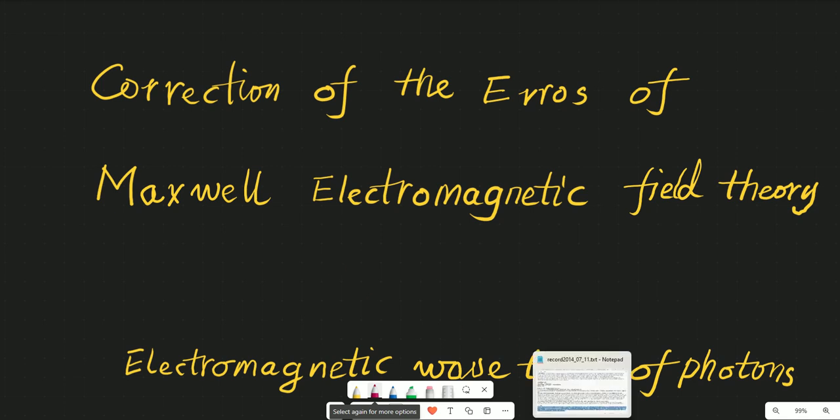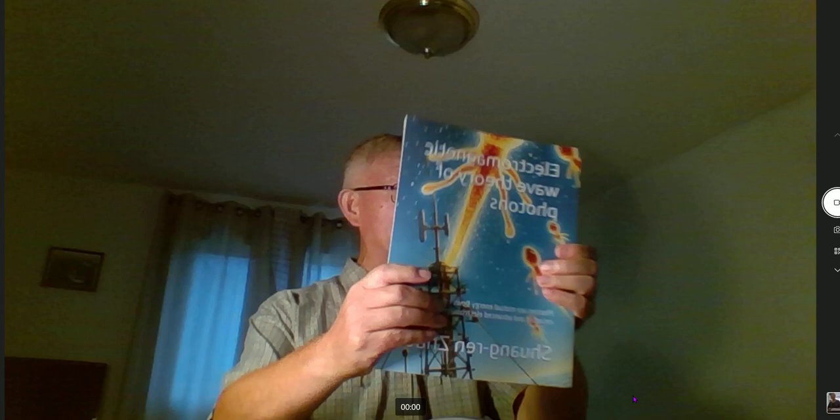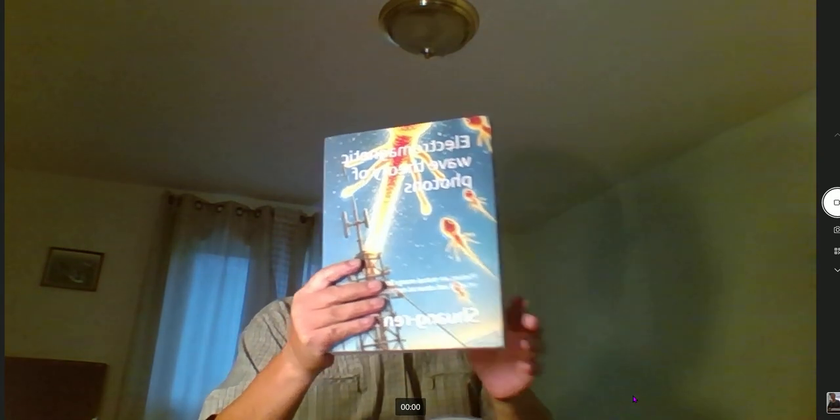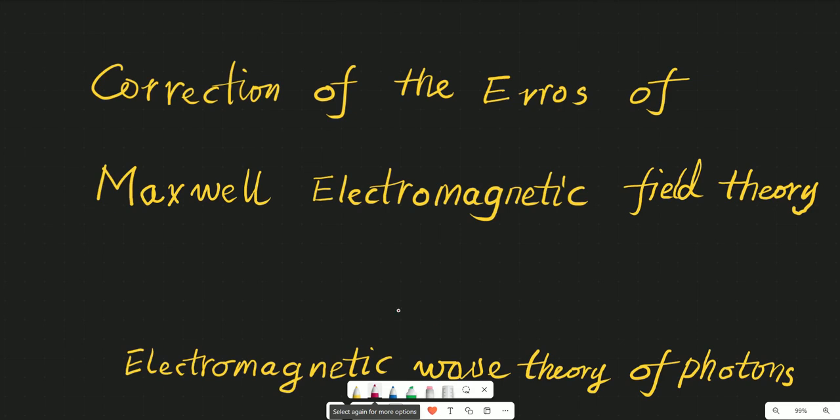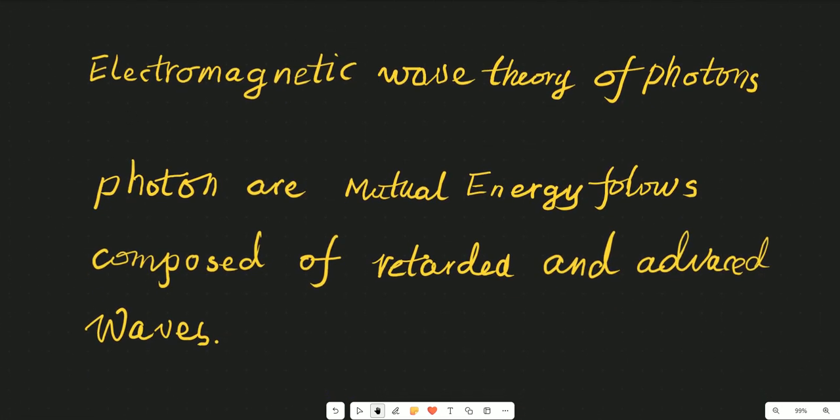All this we will talk about is inside this book. This book has 500 pages. That is my work of 40 years. This book's name is Electromagnetic Wave Theory of Photons.